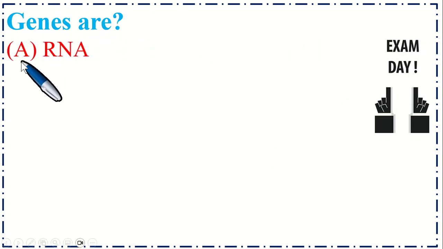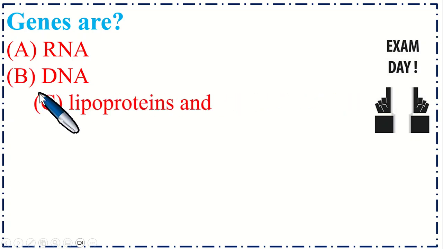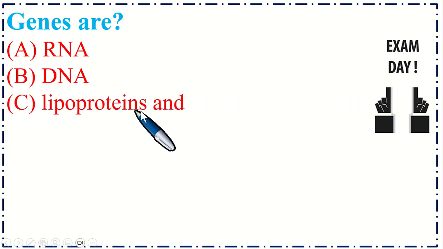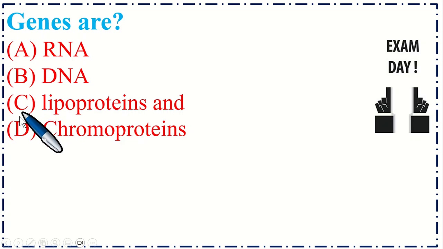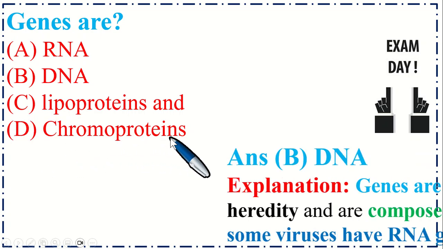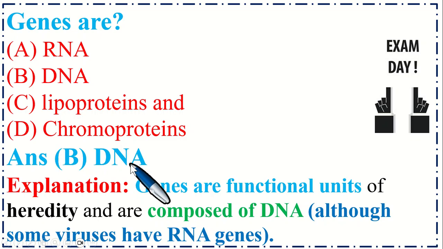Genes are: option A RNA, B DNA, C lipoprotein, and option D chromoproteins. So the correct option is B, DNA. Genes are functional units of hereditary material and they are composed of DNA, although some viruses have RNA genes.